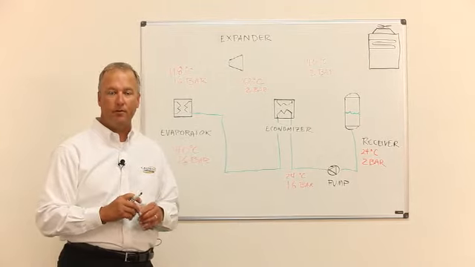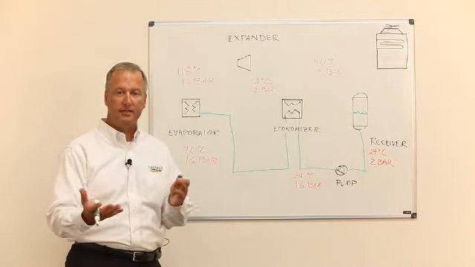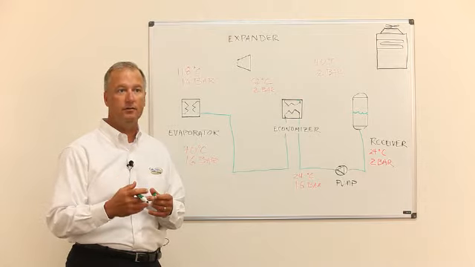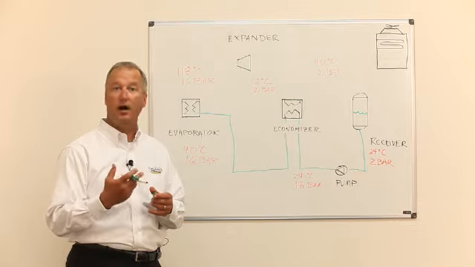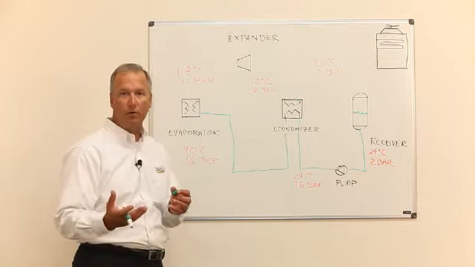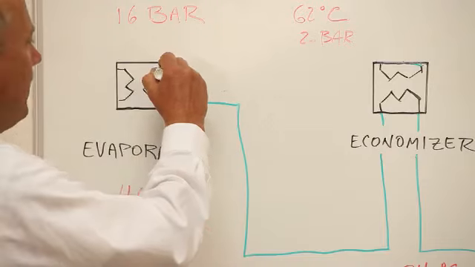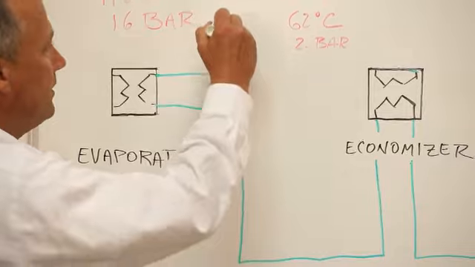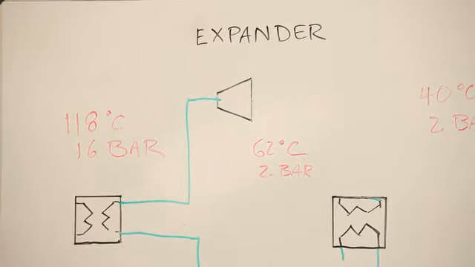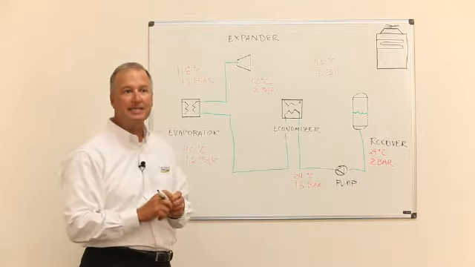In the evaporator, this is where we absorb our waste heat. As it absorbs the waste heat, the refrigerant changes state from a high pressure liquid to a high pressure vapor. It boils just like water boiling on your stove. The high pressure vapor comes out of the evaporator and goes into our expander, and it's going to be at about 118 degrees C and 16 bar.